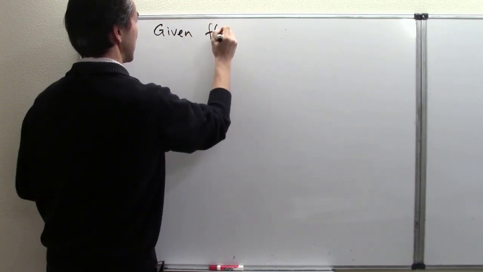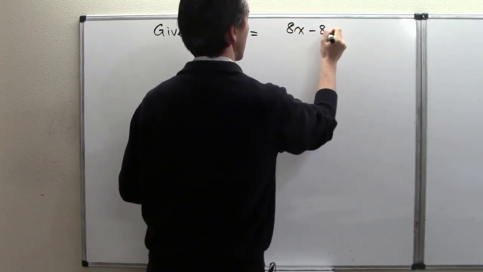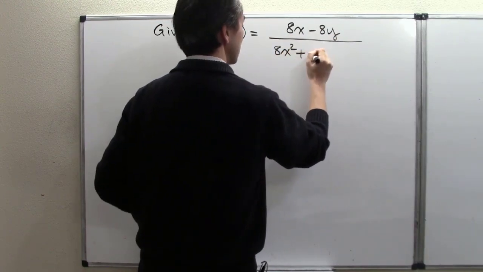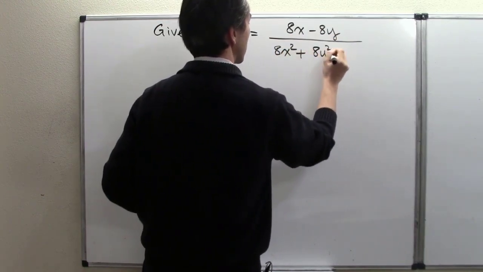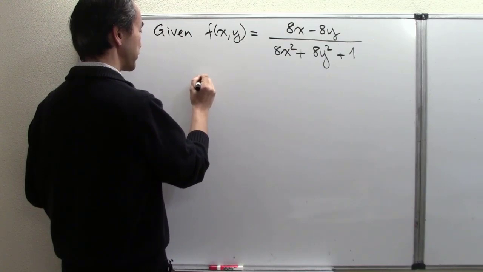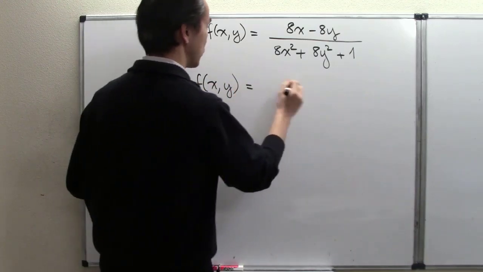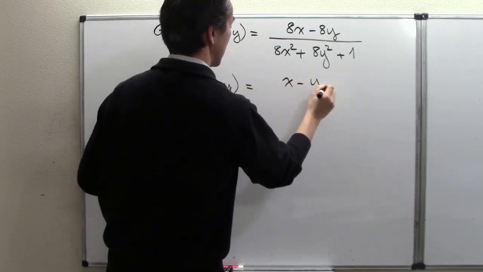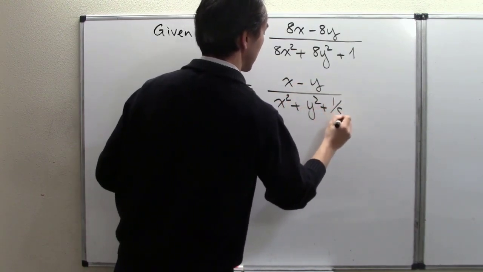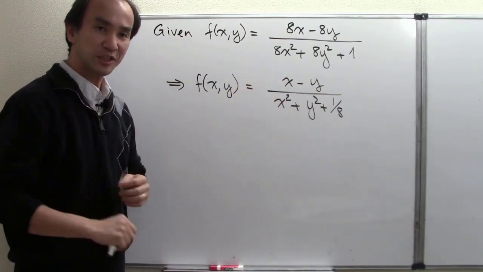given that f of x comma y equals 8x minus 8y over 8x squared plus 8y squared plus 1. In this function we know that we can reduce it down to an easier form: f of x comma y equals x minus y over x squared plus y squared plus 1/8. Even though there's a small fraction in the denominator, a form like this is going to be a little easier for the calculation.